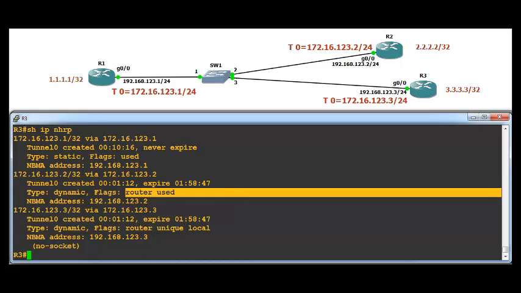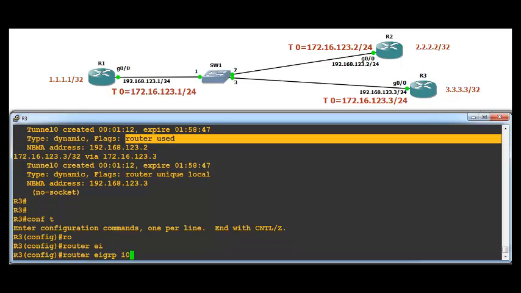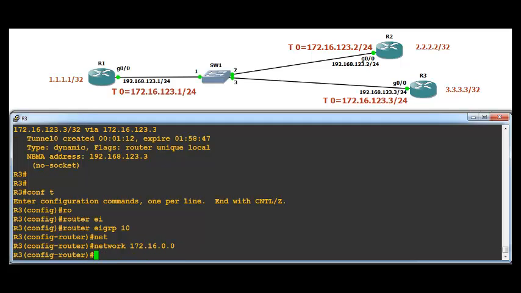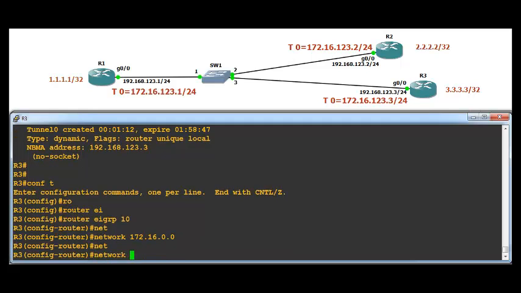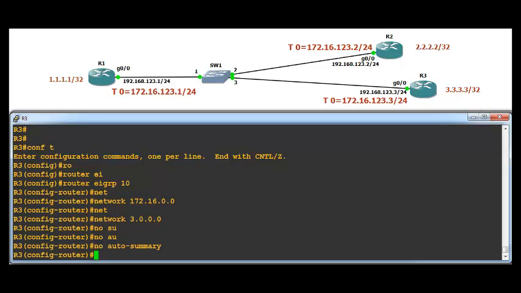Now what I'm going to do is configure two routing protocols. First, let's test with EIGRP, and then we'll remove EIGRP and put OSPF. In both of these we have something to learn. So let me start with EIGRP. I'm going to say router EIGRP 10, network 172.16.0.0, which is the network on the tunnel, and then network 3.0.0.0, no auto-summary.